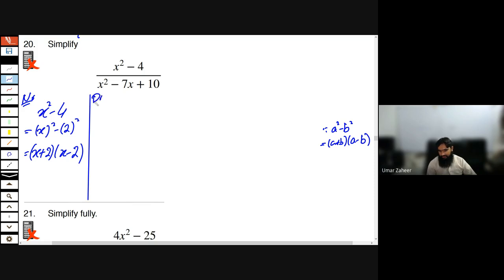Now we have to go for the denominator. We have x square minus 7x plus 10. So again, the first step is 10 multiplied by 1 is 10. The possible factors are 1 multiplied by 10 is 10, 2 multiplied by 5 is 10, and that's it. We need a positive answer. This means both signs are going to be negative or both signs are going to be positive. Your middle term has a negative sign, which shows that both terms have a negative sign.